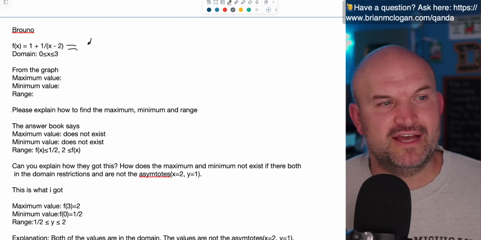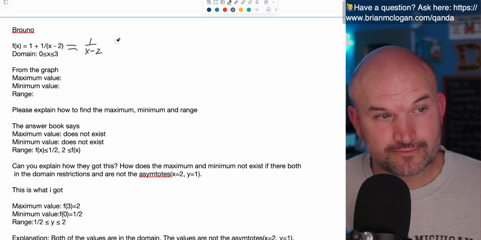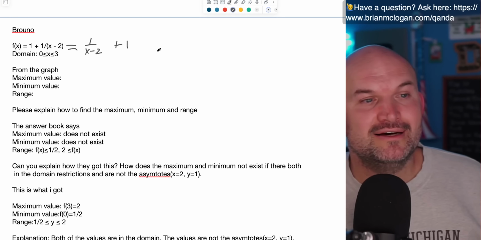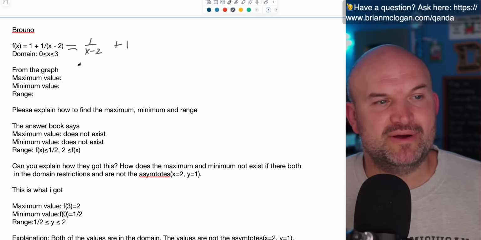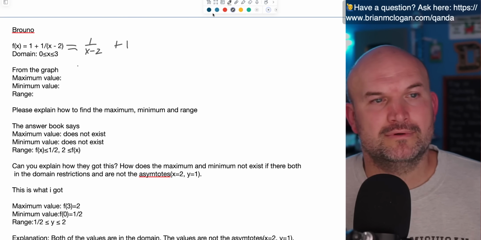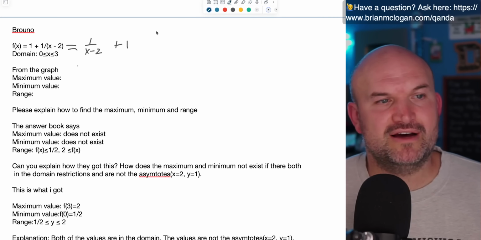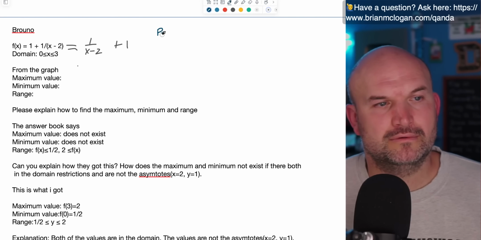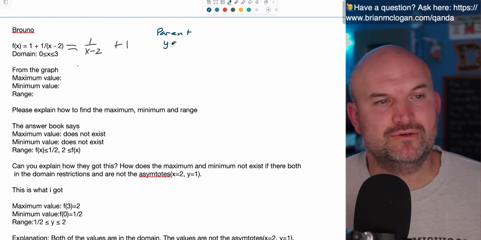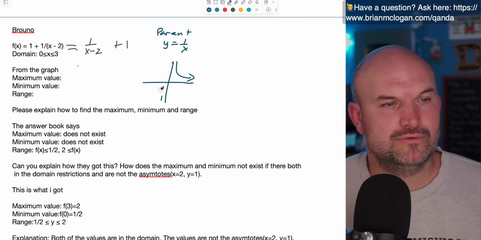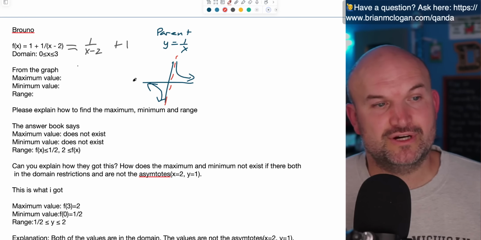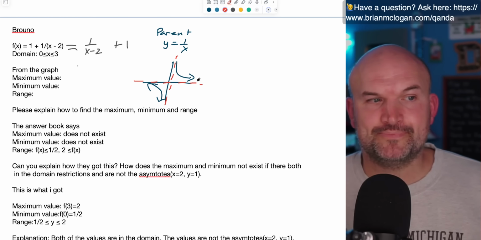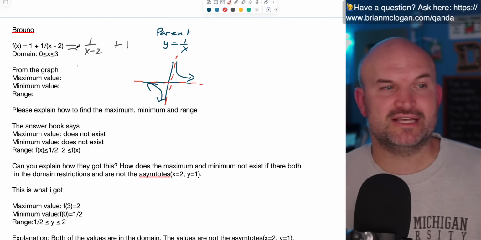So this graph, we have 1 over x minus 2 plus 1. This is where parent graphs become so important. The parent graph of y equals 1 over x looks like this. We're going to have a vertical asymptote at x equals 0 and a horizontal asymptote at y equals 0. So now we need to look at what transformations are going on.